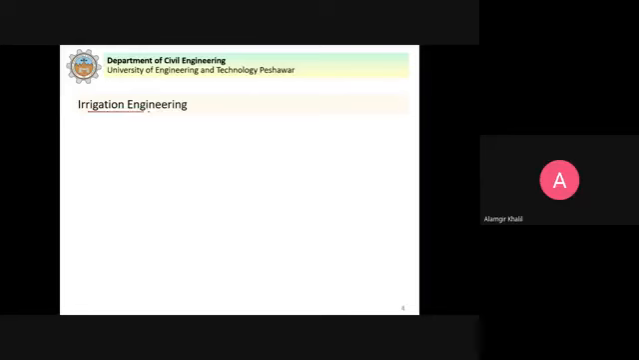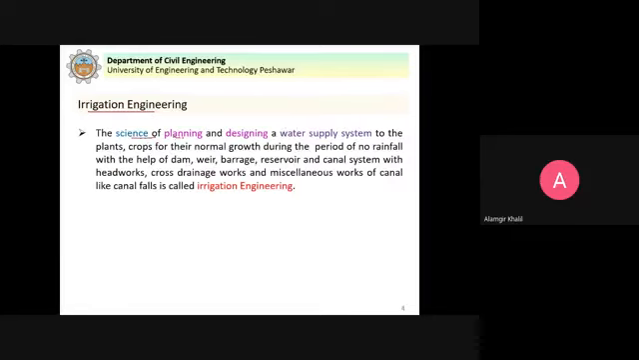What is irrigation engineering? The science of planning and designing a water supply system to the plants, crops for their normal growth during the period of no rainfall with the help of dam, weir, barrage, reservoir and canal system with headworks, cross drainage works and miscellaneous works of canal like canal falls is called irrigation engineering. So irrigation engineering is the science of planning and designing of a water supply system to the crops, to the agricultural land, and that includes all the hydraulic structures.